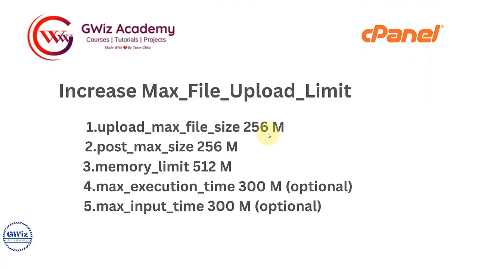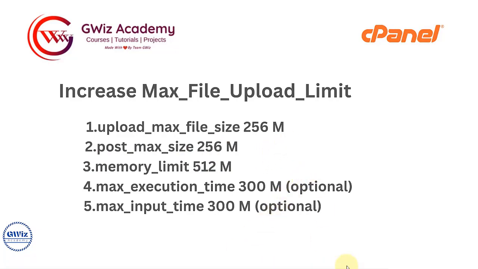In this video, we will be seeing how we can increase max file upload limit via cPanel. There are other two ways as well, like via htaccess file or via WP configuration file, but for this video we will be seeing via cPanel. Over here we need to set upload max file size to be 256 megabytes, post max size to be 250 megabytes, and memory limit should be 512 megabytes.